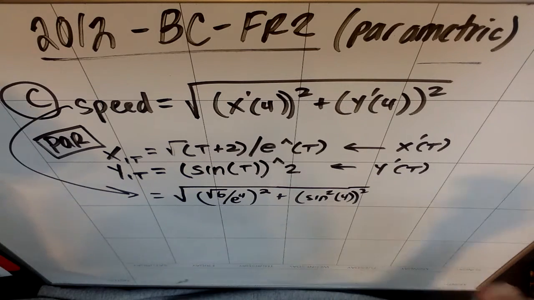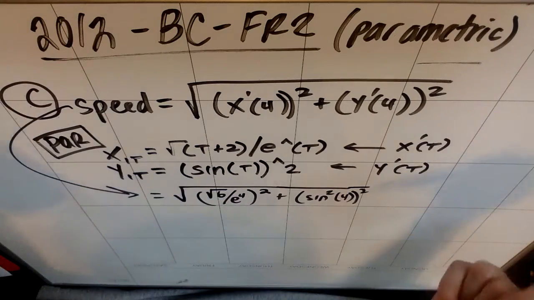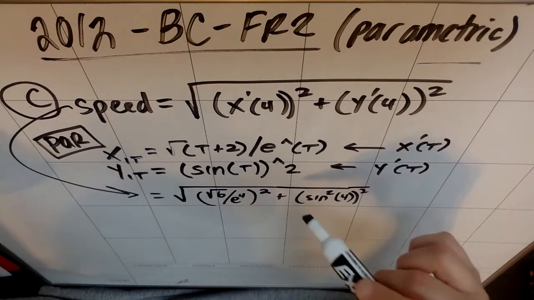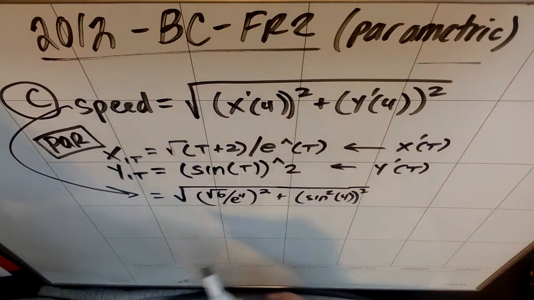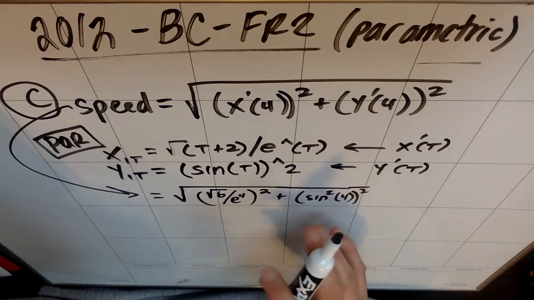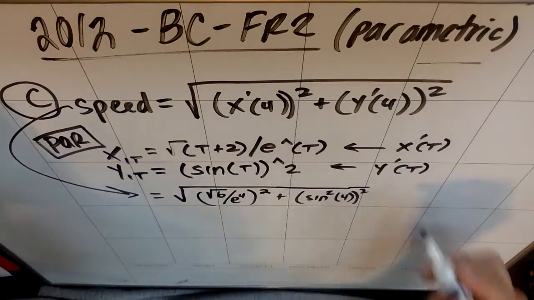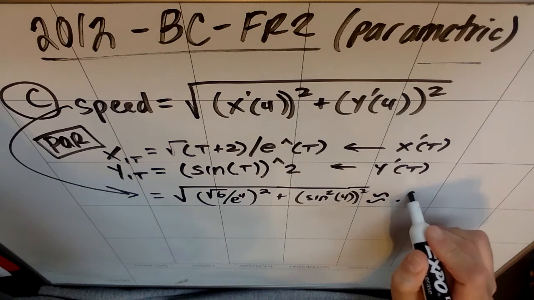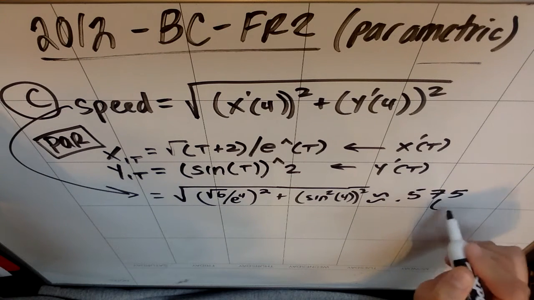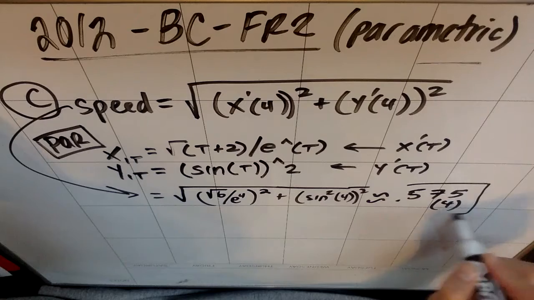And you could just type these numbers in your calculator too. There are different ways to go about this. It depends on whether you think it's worth entering these in your calculator or not. Either way, this is what you're typing in for your speed. And when you do that, you're going to get that the speed is 0.575 or 0.574, depending if you round or truncate. Okay, so there's your speed.